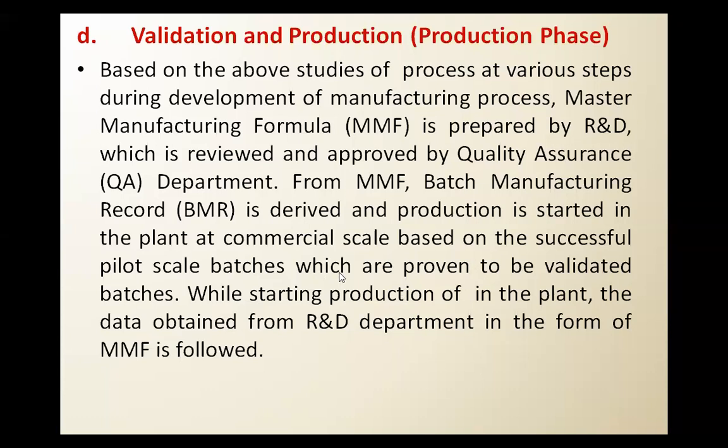So actual production starts, and based upon that actual production, different batches are taken, say batch 1, batch 2 and batch 3, and then the validation process starts, which proves the validated batch. A batch is proven validated when 2, 3, 4 batches are prepared and results are compiled, and we are getting a consistent result. While starting production in the plant, data obtained from the R&D department in the form of the MMF is followed. For R&D, we go for the data from the MMF, and for production, we go for the data from the batch manufacturing records.